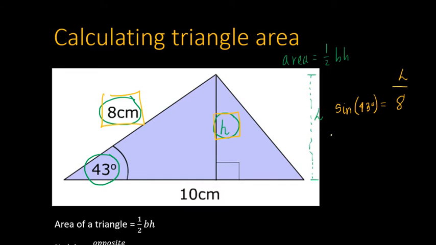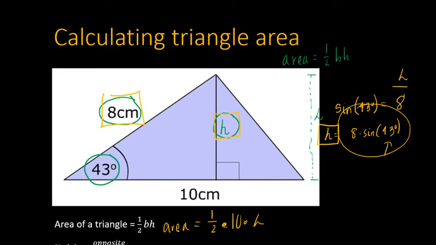If I multiply both sides by 8, I find that h is equal to 8 times the sine of 43 degrees. And then I could just plug that into my calculator and it would give me some numerical value for h. But the point is that that is how I can solve for h. And once I have that, I could plug it into my area equals 1/2 my base, which is 10, times that height that you've just solved for here, right? So that is how we can use our sine function to help us calculate triangle area.